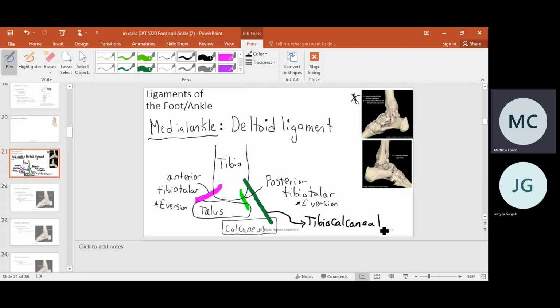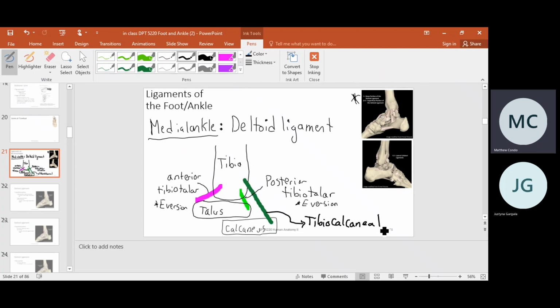Eversion, open chain. It's hard for me to see, but hope you get it. Eversion, open chain, closed chain. So think about that, all right? I need my patient to pretty well mimic how they got hurt.